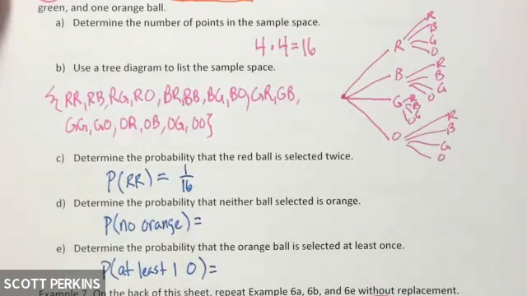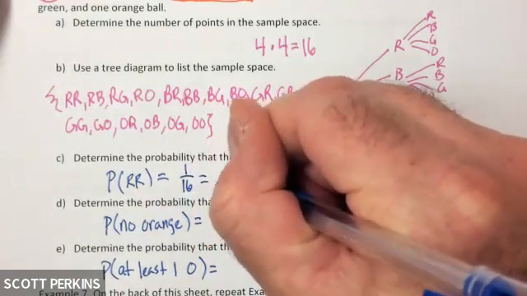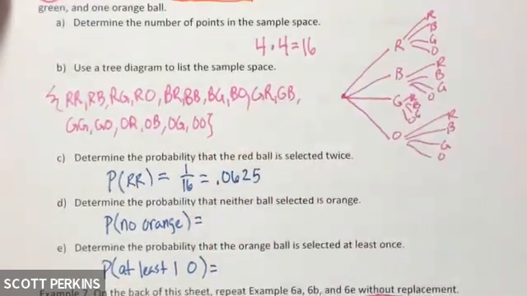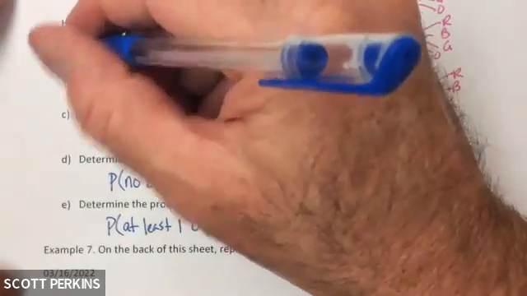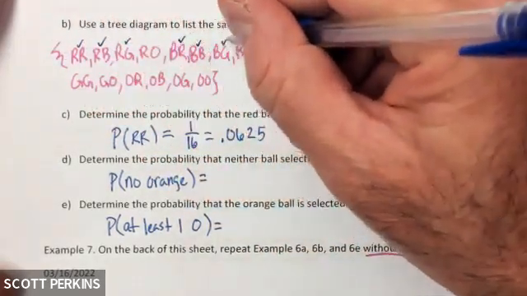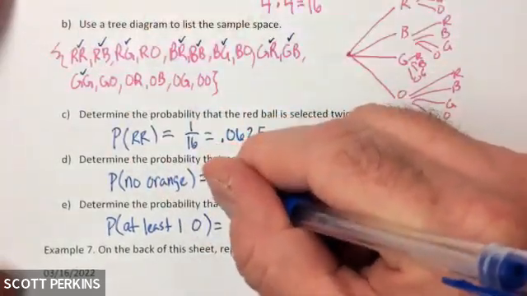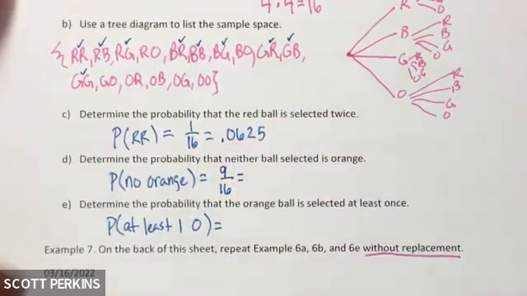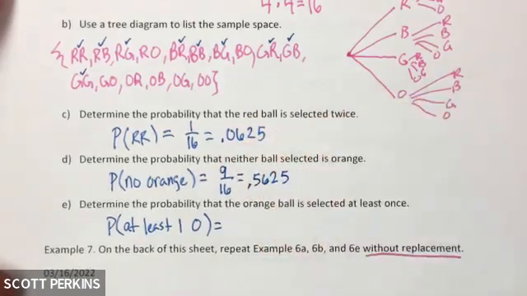1 out of 16 is a perfect way to leave that, but if you wanted to make that into a decimal, then you made it into 0.0625. The next one, what's the probability that neither ball is orange? So how many no oranges do I have? I'm just going to put a little check mark to confirm. So 1, 2, 3, 4, 5, 6, 7, 8, 9. Excellent work, everybody. So 9 out of the 16. And then again, that is reduced already, but if you want to make it a decimal, then you got 0.5625.